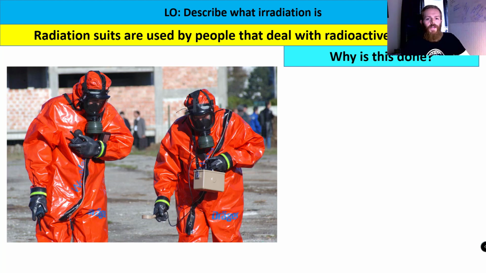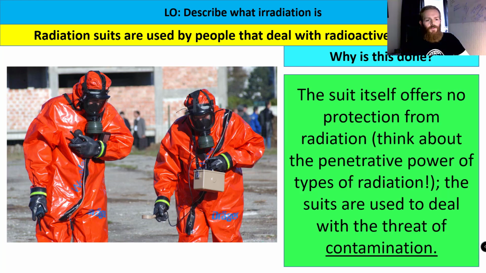If you think it's to protect them from radiation, you are unfortunately incorrect. It is not to protect them from radiation, it's to protect them from contamination. The suit itself doesn't offer any protection against radiation. We've talked about gamma being able to pass through concrete and lead. That rubberized suit isn't going to stop gamma. A beta source, if it was actually on that person, would still be able to get through it as well. Alpha would probably be blocked by it, but it's not there to block radiation. As it says there, think about the penetrative power of the types of radiation.